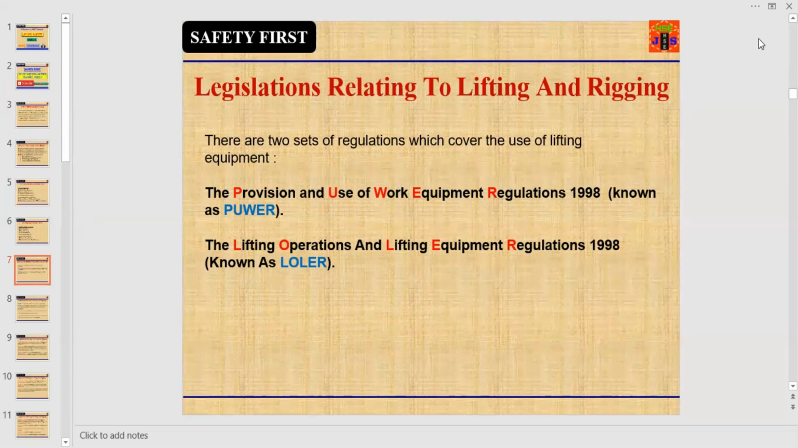Prior to jumping directly into lifting, let us understand the legal requirements of the legislation related to lifting and rigging. The Provision and Use of Work Equipment Regulations 1998, known as PUWER. The Lifting Operations and Lifting Equipment Regulations 1998, known as LOLER. Basically, these are the two regulations related to lifting and rigging.